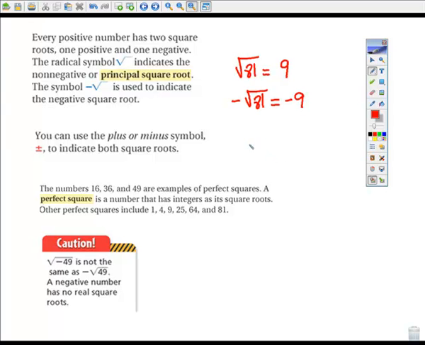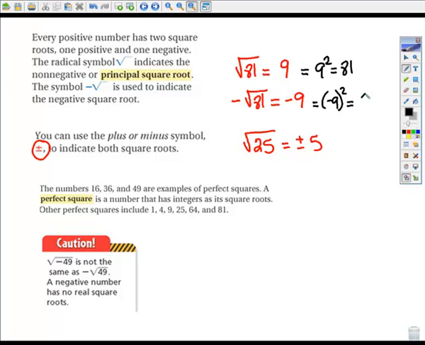If they're asking for 2 square roots, and some of your directions will say that, if I have the square root of 25 and it asks for 2, then I can use this plus minus symbol right here. I know it's positive and negative 5. And this is the case because, let's backtrack a little, 9 squared is positive 81, but also negative 9 squared is positive 81. So it does work that we get 2.